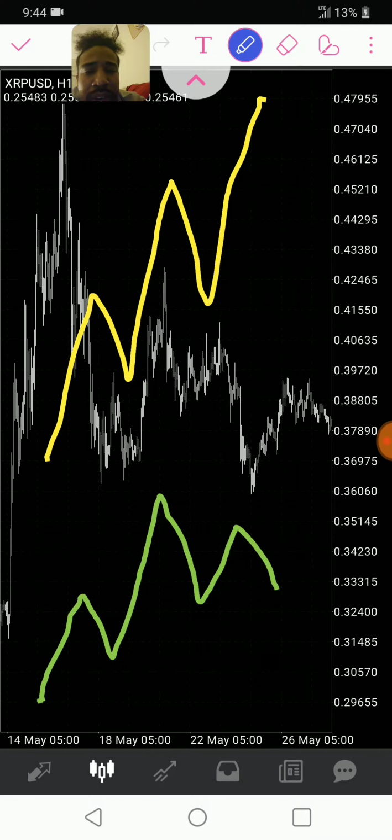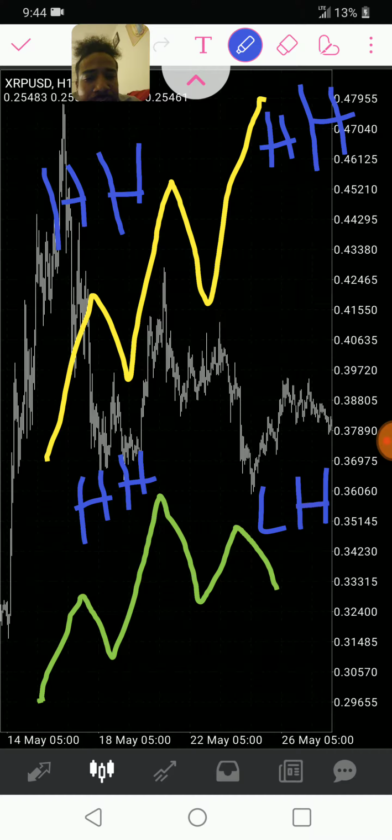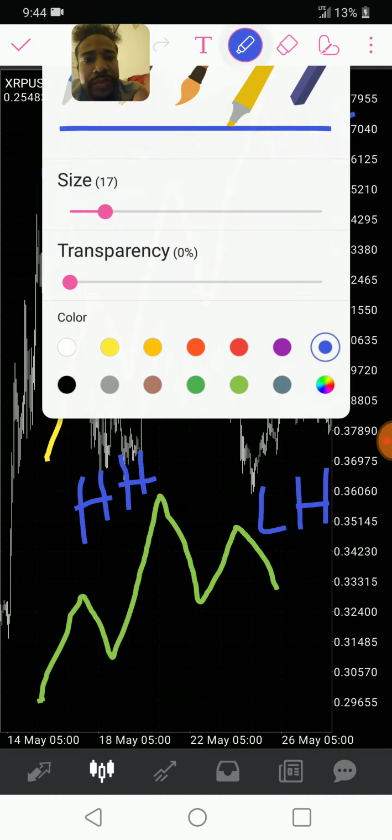have your divergence, right? So this is a higher high right here, and so is this. This is a higher high. But what changes is this is a higher high, but this is a lower high. So when you have an indicator lower high versus a price higher high, that's divergence.